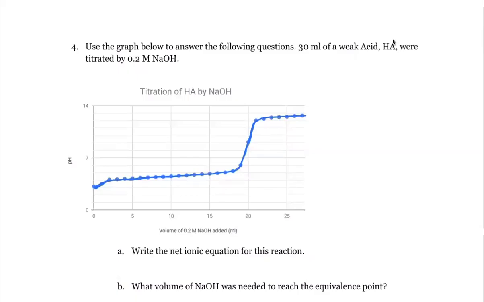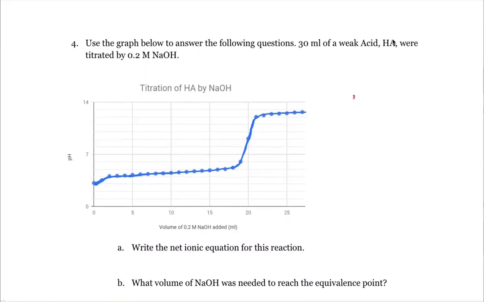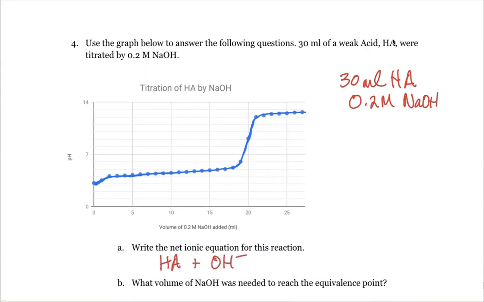Number 3, use the graph below to answer the following questions. 30 milliliters of a weak acid are titrated by 0.2 molar NaOH. So at every point on here, we have 30 milliliters of HA in the flask, and then we're gradually adding hydroxide to it. The net ionic reaction, the weak acid stays together. If it's a strong base, I only write the OH, transfer a hydrogen, and that'll be my net ionic.